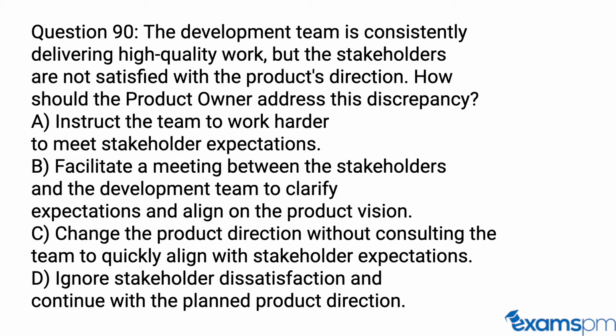Question 90. The development team is consistently delivering high quality work, but the stakeholders are not satisfied with the product's direction. How should the product owner address this discrepancy? A. Instruct the team to work harder to meet stakeholder expectations. B. Facilitate a meeting between the stakeholders and the development team to clarify expectations and align on the product vision. C. Change the product direction without consulting the team to quickly align with stakeholder expectations. D. Ignore stakeholder dissatisfaction and continue with the planned product direction.